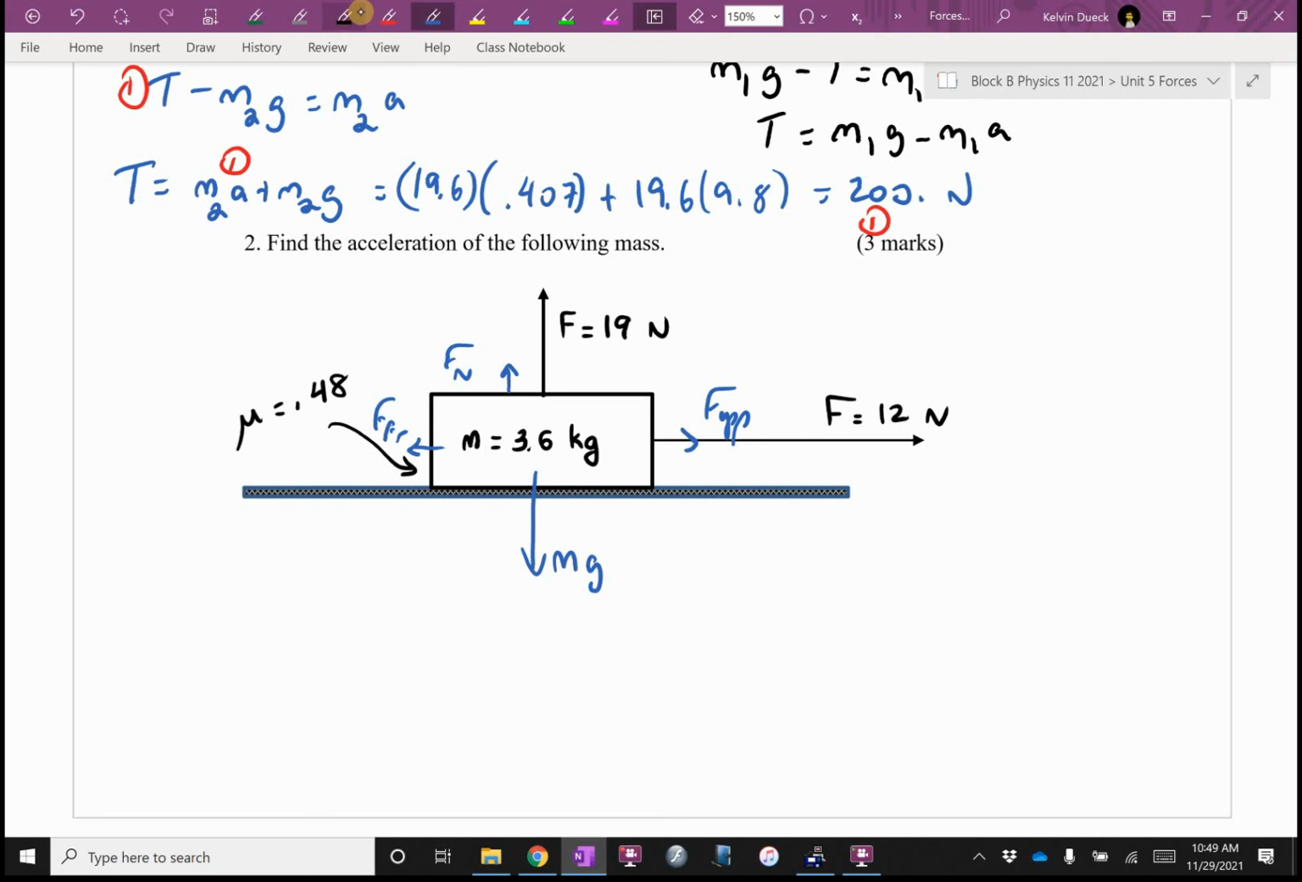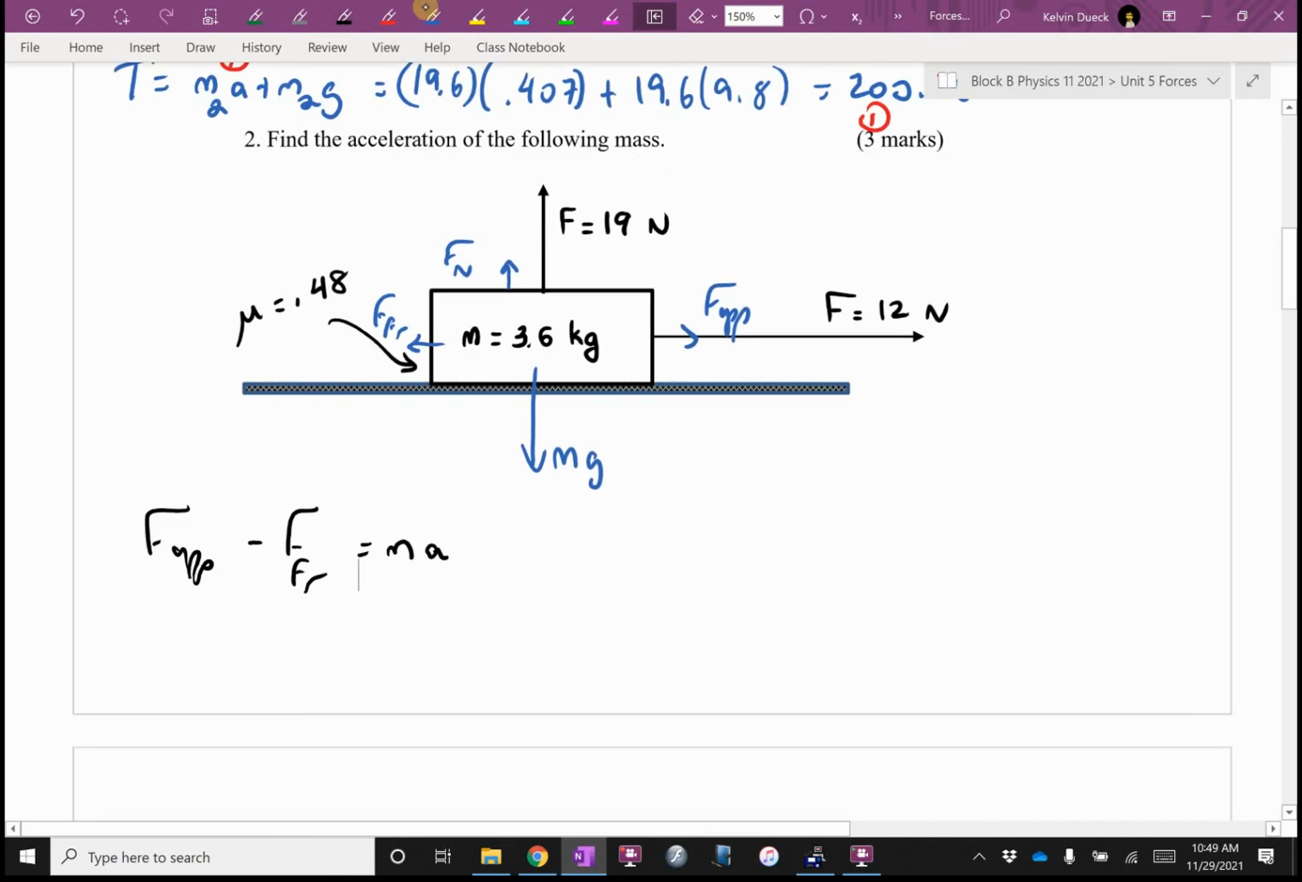Who's winning? I'm pretty sure F applied. Who's losing? Friction. What's that going to equal? MA. A is going to be F applied minus friction over M.